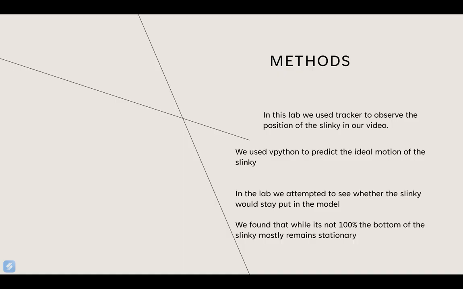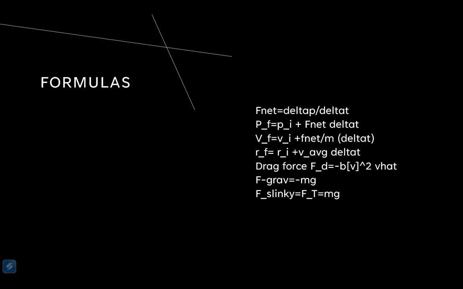Some methods we used: in this lab, we used Tracker to observe the position of the slinky in the video. We used VPython to predict the ideal motion of the slinky. And then in the lab, we attempted to see whether the slinky would stay put in the model, and we found that while it's not 100%, the bottom of the slinky mostly remains stationary.